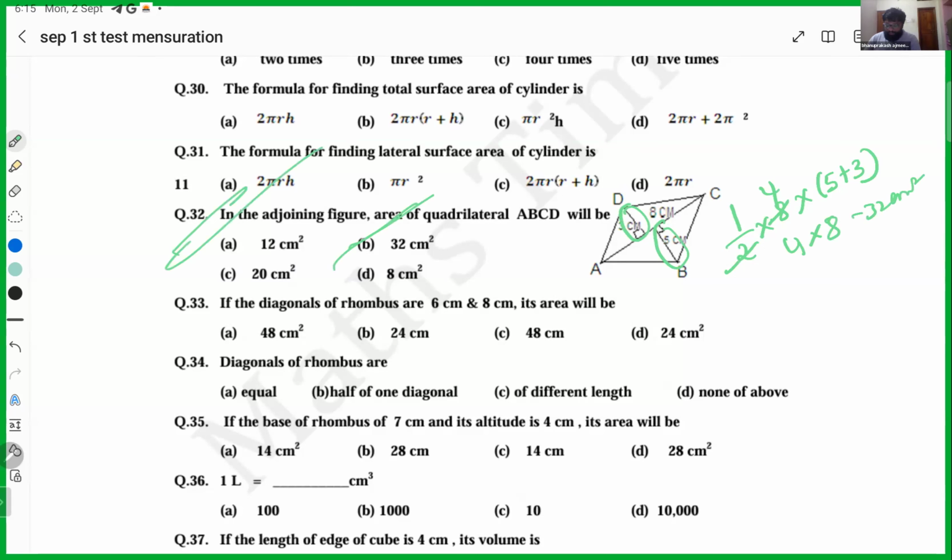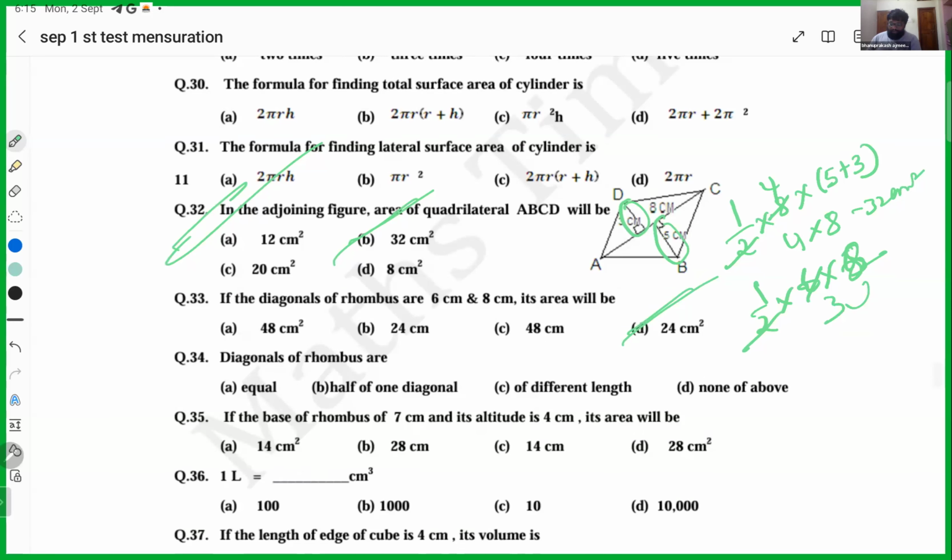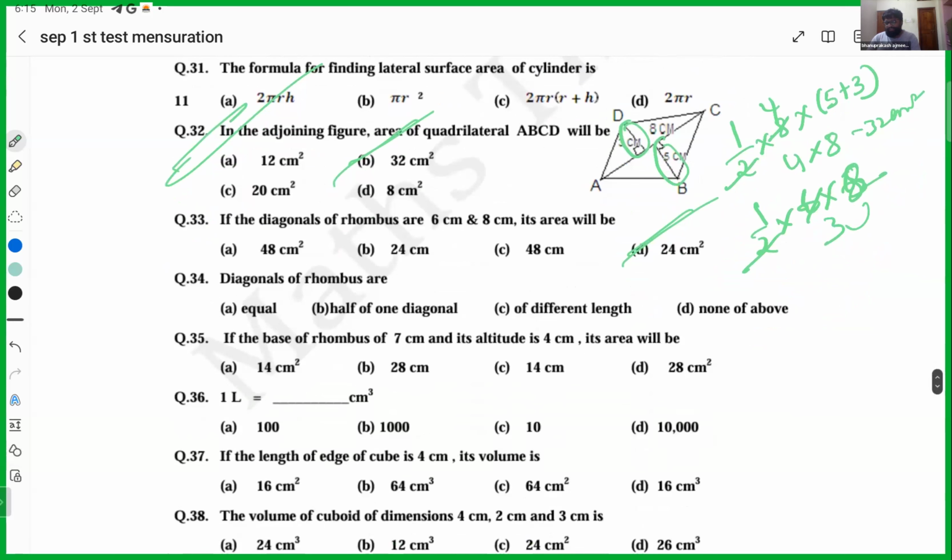If the diagonals of a rhombus are 6 and 8, area will be half into diagonal 1 into diagonal 2, that is 8. So 2 3s, 3 into 8 is 24. So 24 centimeters square. Diagonals of a rhombus, this we discussed in the class, are of different length. What formula says? Half into d1 into d2. d1 into d2 means diagonals are different.